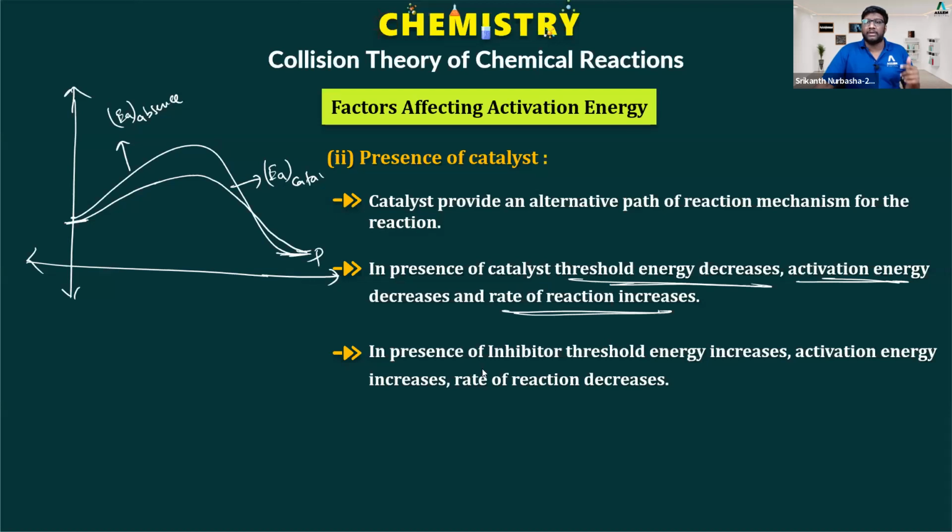Catalyst is something which increases the rate of reaction. How? By decreasing the activation energy. Inhibitor is something which decreases the rate of reaction by increasing the activation energy. Are you understanding this point or not? Yes, sir. What happened if I have a catalyst, is there a change in the enthalpy or is there a change in the Gibbs free energy or entropy?